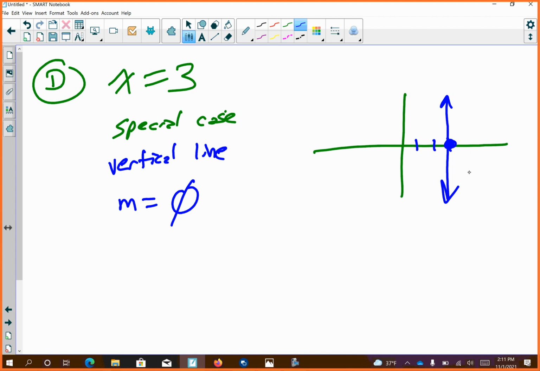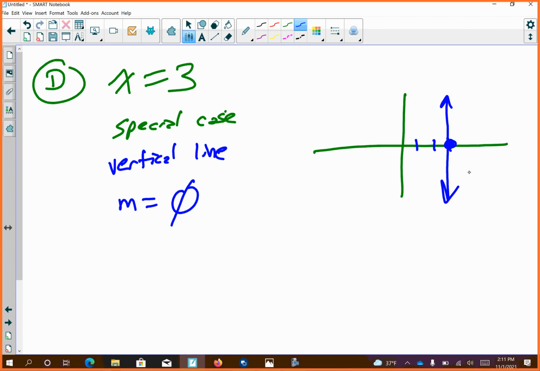under starts with U, correct? Under as 0 is undefined as a slope. Ooh, fancy words. So this is a special case. So yes, you will have to know that x equals a number is a vertical line. Okay? Has an undefined slope.